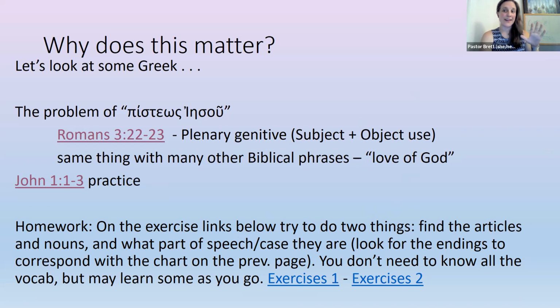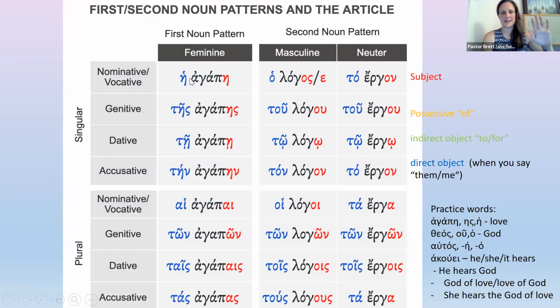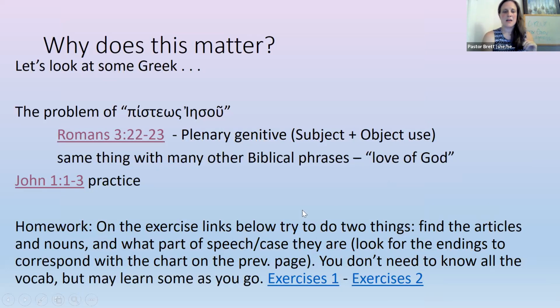Just try to find the article, that little word that means the. And so you might do this by having up on one window on your computer that chart that we looked at a couple slides ago. And the articles are all the blue words here, the little words that mean the. And then the second thing I want you to do is look for what part of speech or case they are. You don't need to know the vocab, you just can take a look at this.